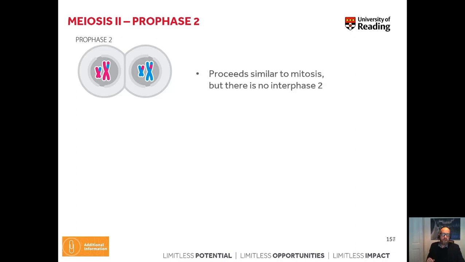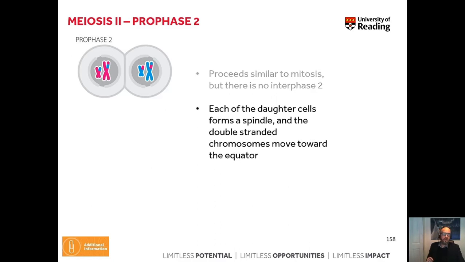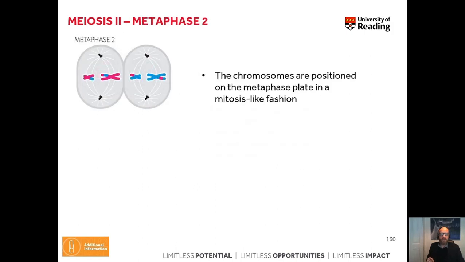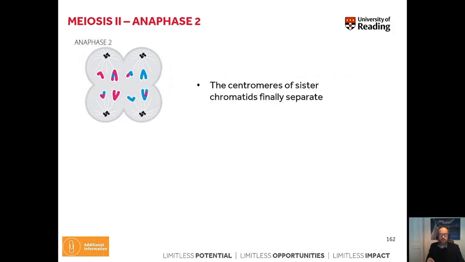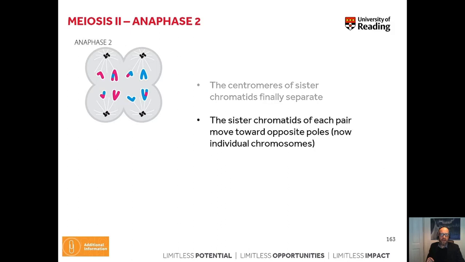In the prophase 2, which is similar to mitosis, but without having interphase 2, each of the daughter cells forms a spindle and the double-stranded chromosomes move towards the equator. In the metaphase 2, chromosomes are positioned on the metaphase plate in a mitosis-like fashion, followed by the separation of sister chromatids in the anaphase 2.